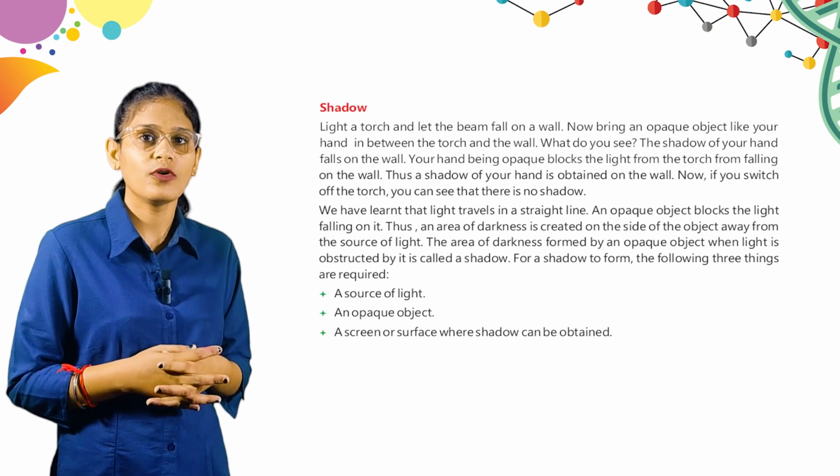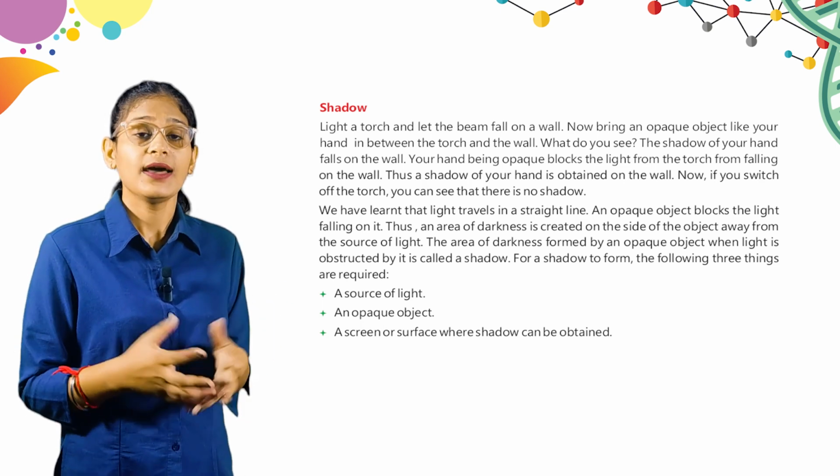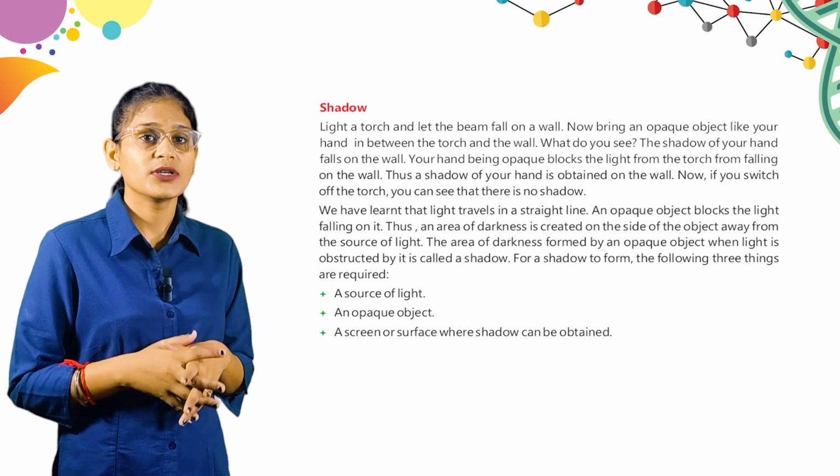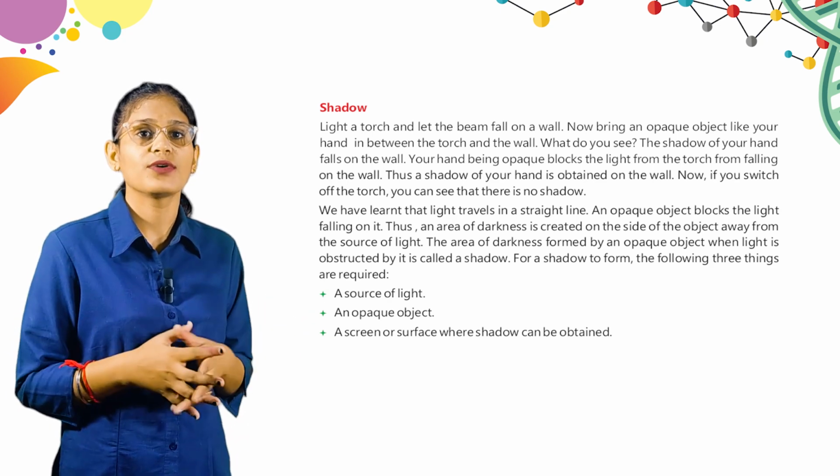For a shadow to form, the following 3 things are required: a source of light, an opaque object, a screen or surface where shadow can be obtained.